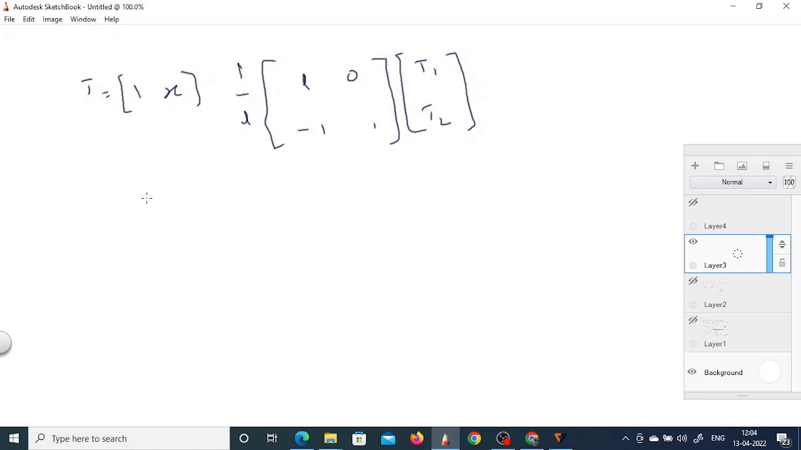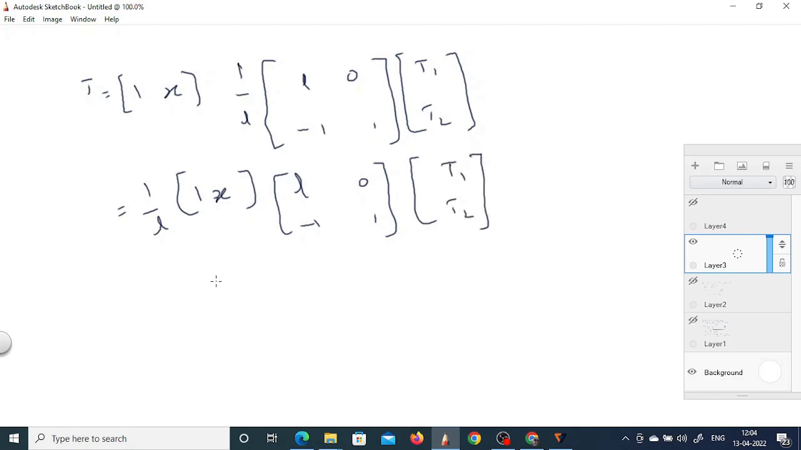Now I can simplify this. So now 1 by L, the common term, I take it outside. Here 1 x of that L 0 minus 1 and then T1 T2. Like this I can write. After that, now I want to simplify this. Here 2 cross 1 cross 1, 2 columns 1 matrix. Here also 2 cross 2.